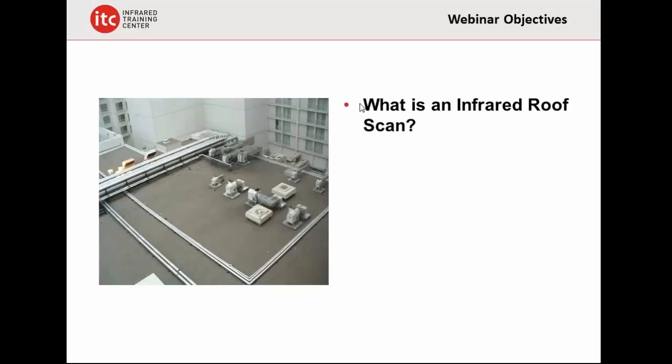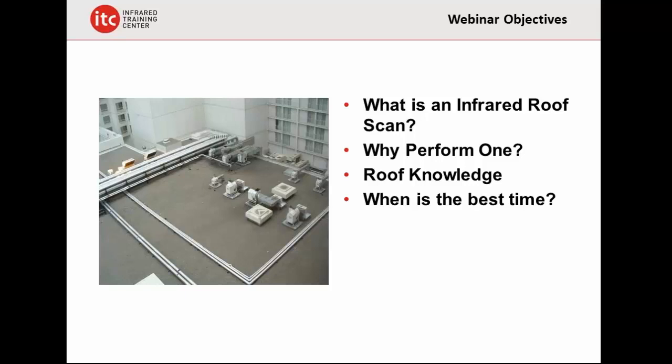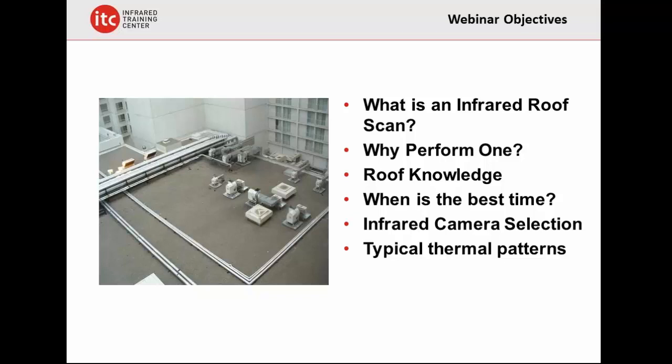So what I want to cover today is just some broad topics. We're going to try to cover this in about an hour or so. What is a roof scan? That's a very broad topic. Why perform one? Why bother? A little bit of roof knowledge. We'll talk a little bit about the construction. When's the best time? That's the biggest issue here. You want to be successful, understand the best time. You want to be unsuccessful, just think that you can get up there anytime you wish. A little bit about infrared camera selection. That's a wide open topic. Some typical thermal patterns, some things that we found on roofs over the years. How to create some reports.